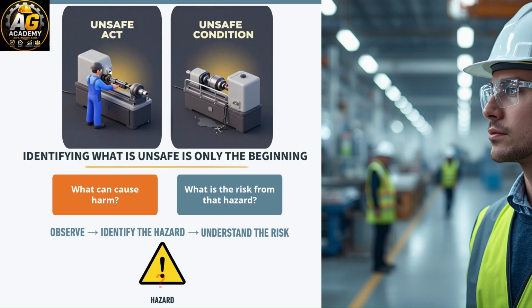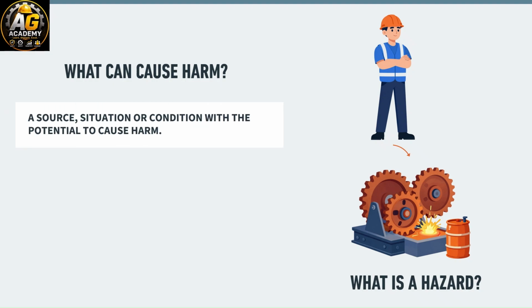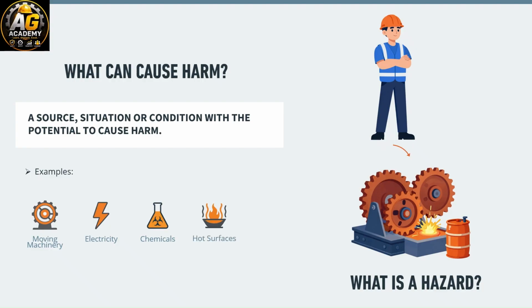What is a hazard? What can cause harm? That question helps us identify the hazard. A hazard is a source, situation, or condition with the potential to cause harm. For example, moving machinery, electrical energy, a chemical substance, or a hot surface. So whenever you're looking for a hazard, ask yourself one simple question. What here has the potential to cause harm?